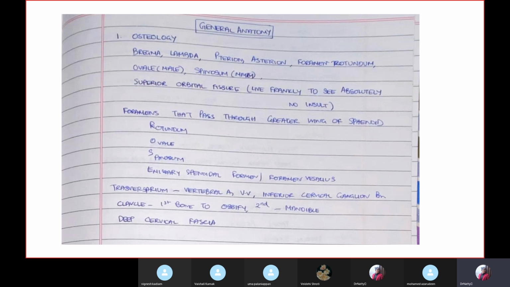So always remember, for foramen ovale, it is accessory meningeal artery, and for foramen spinosum, it is middle meningeal artery. Never ever get confused between these two foramina. This is very important from an MCQ point of view.